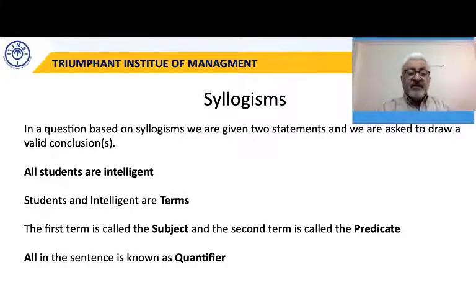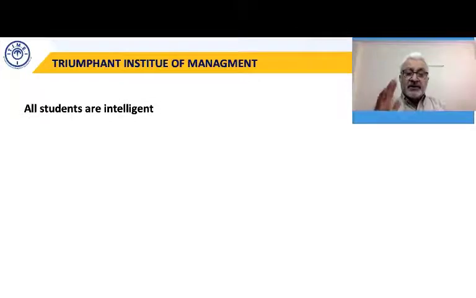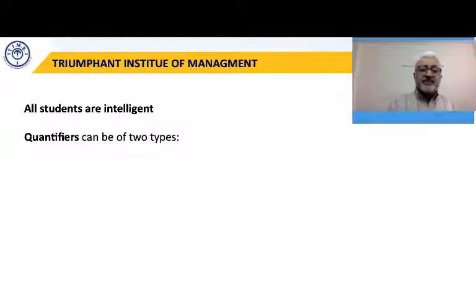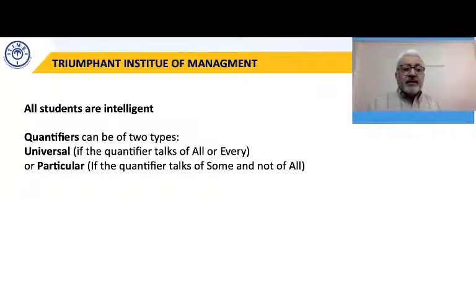All right. So we were talking about the quantifiers. The concept tells us that there can only be two kinds of quantifiers. Because it talks about all students are intelligent, all is the quantifier, so it also tells us that we can have only two kinds of quantifiers. If we are talking about all of them, then it is a universal quantifier. And if we are not talking about all of them, then it is said to be a particular quantifier.